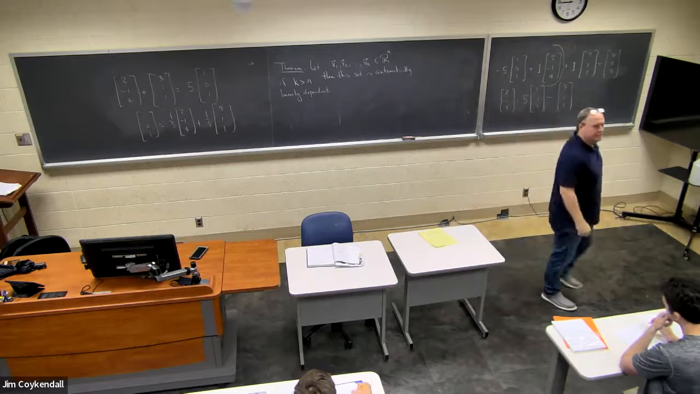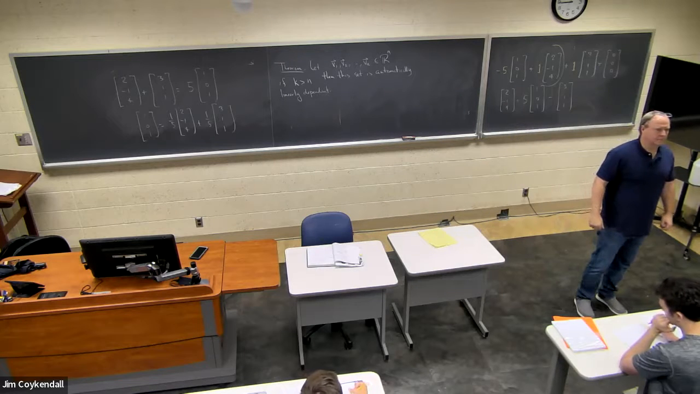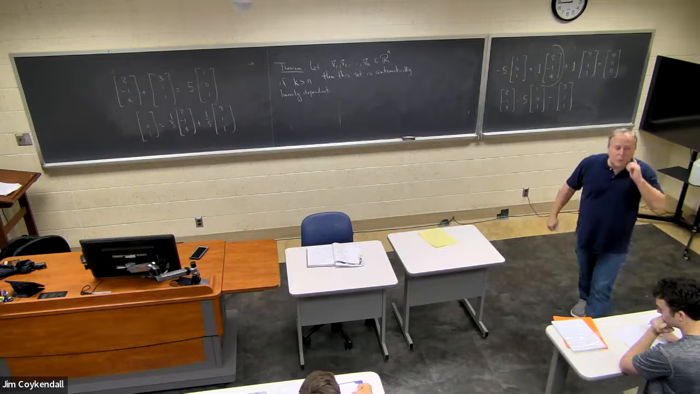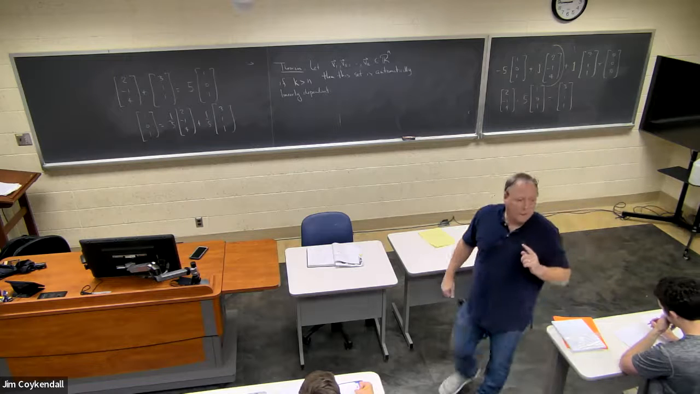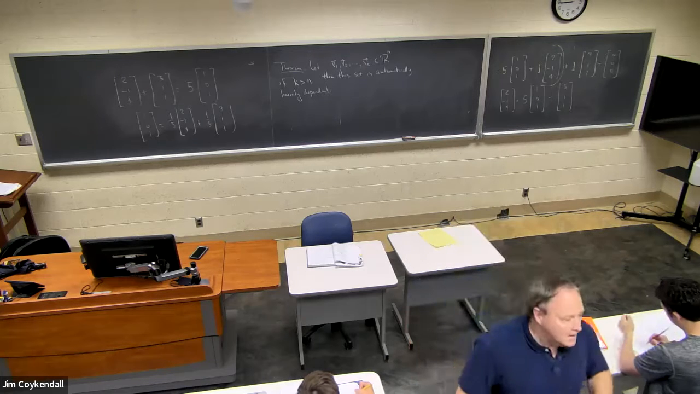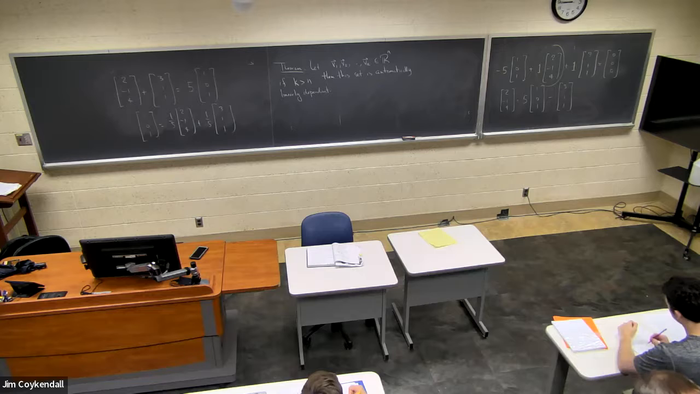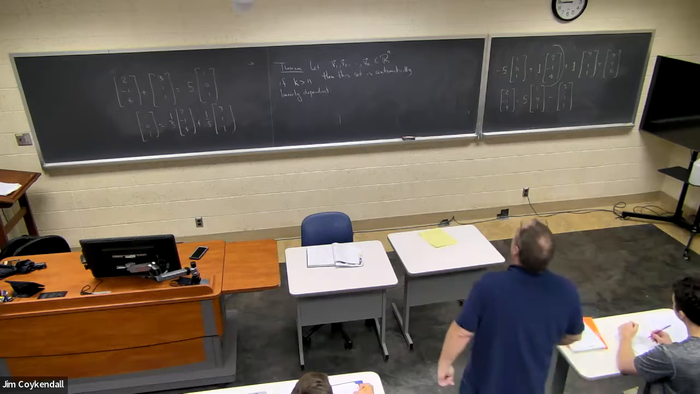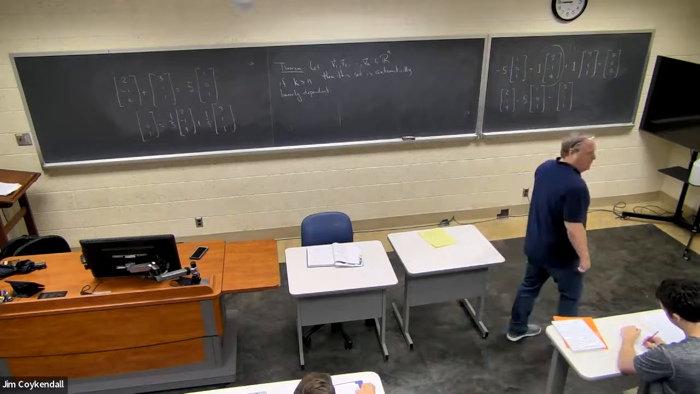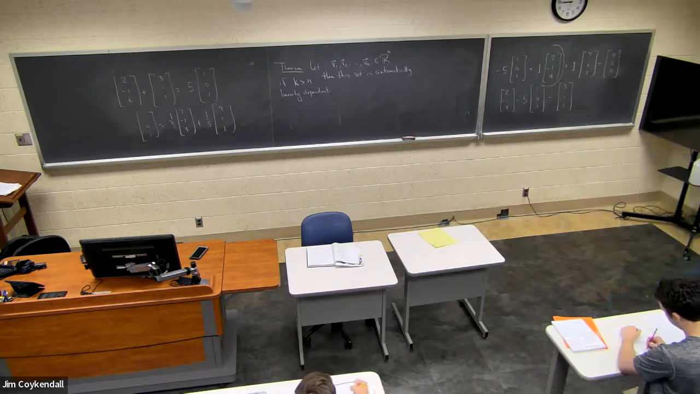Is n just the number of rows in each vector? Well, you're saying n is how high the towers are? Yeah, that's exactly right. So the number of rows. And there's only one column and there's n rows. So if the number of vectors exceeds the number of rows, it's automatically a linearly dependent set.